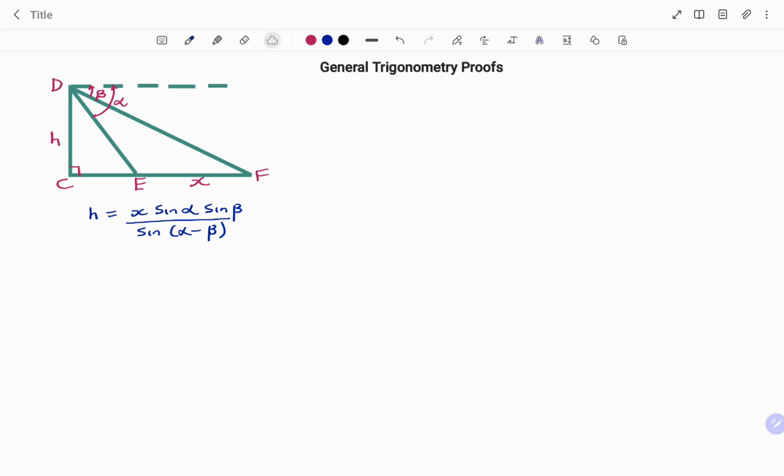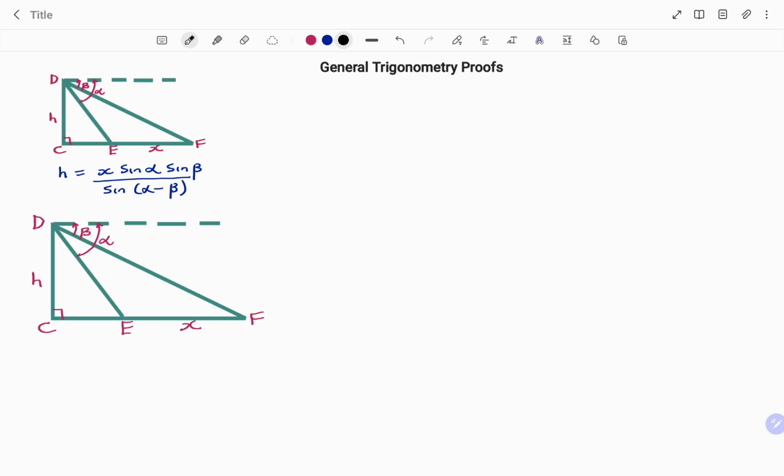In the first part of the question, using the diagram given, we have to prove that h equals x sine alpha sine beta divided by sine in bracket alpha minus beta. Using the same diagram, I'm going to start by labeling all the necessary angles and sides.